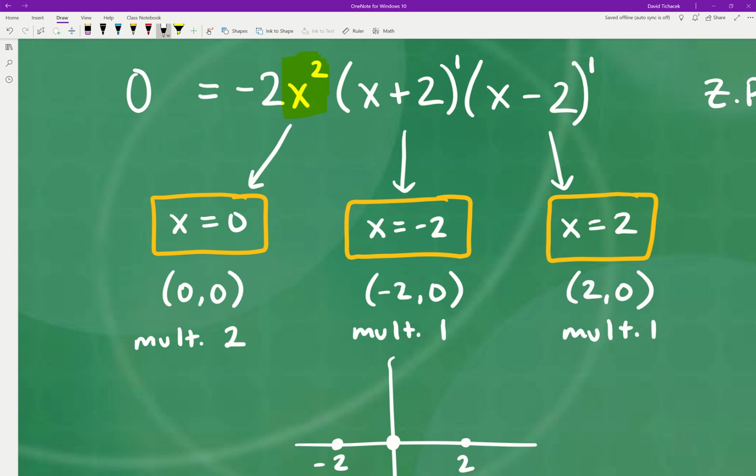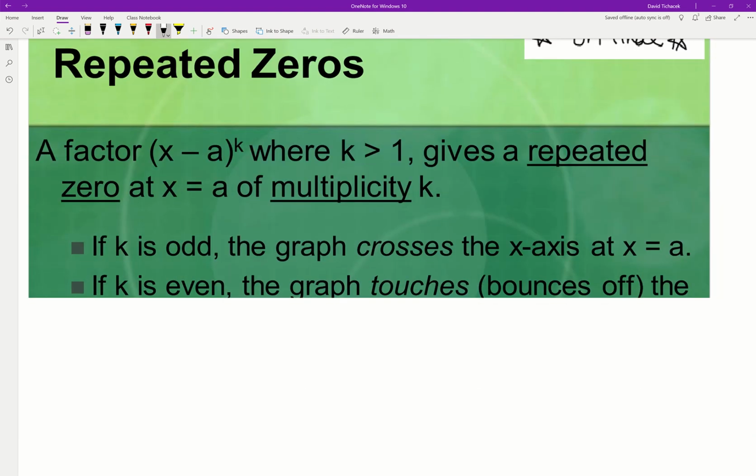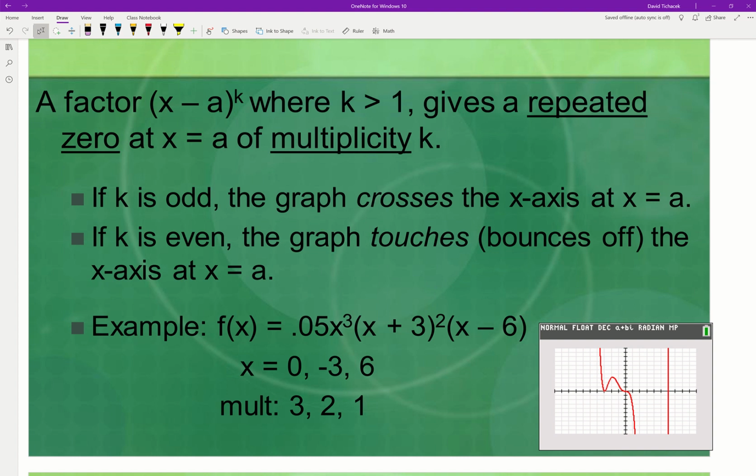Now, depending on the multiplicity, that's going to tell you if you're going to cross the x-axis at that location, or if you're going to bounce off of the x-axis at that location. So if your multiplicity is even, then that is a place where you're going to bounce off the x-axis. And if your multiplicity is odd, then that's a place where you're going to cross the x-axis. That information is summarized here on this next slide, where there is this number k that we're pointing out. If k is odd or even, you're going to either cross or bounce on the x-axis.